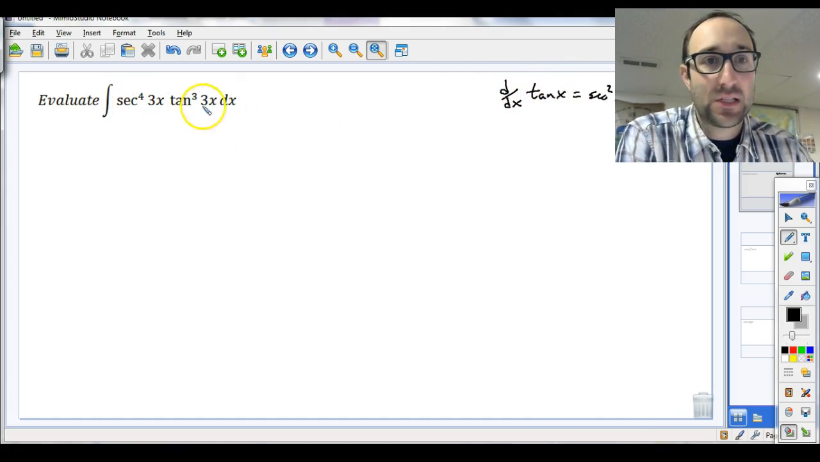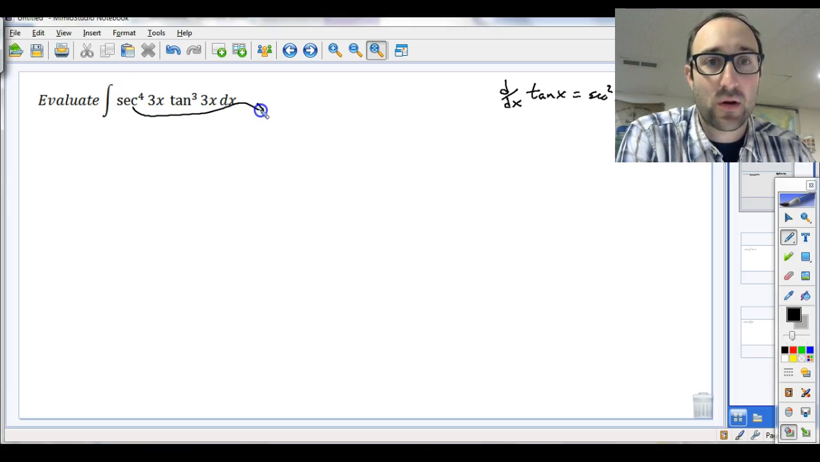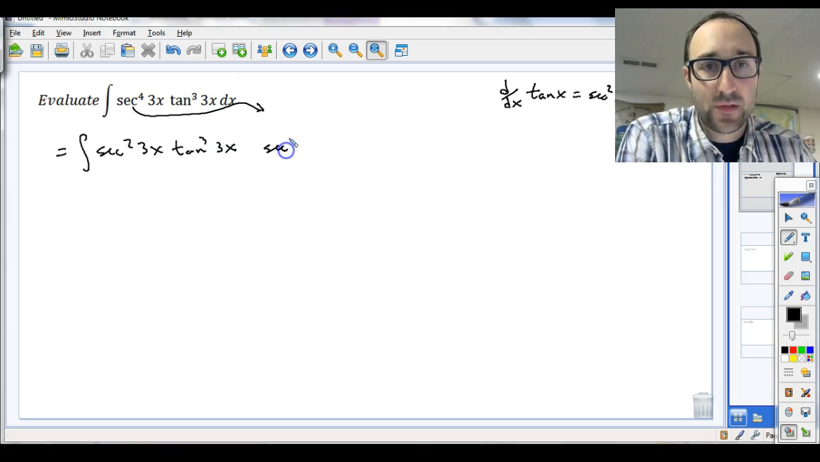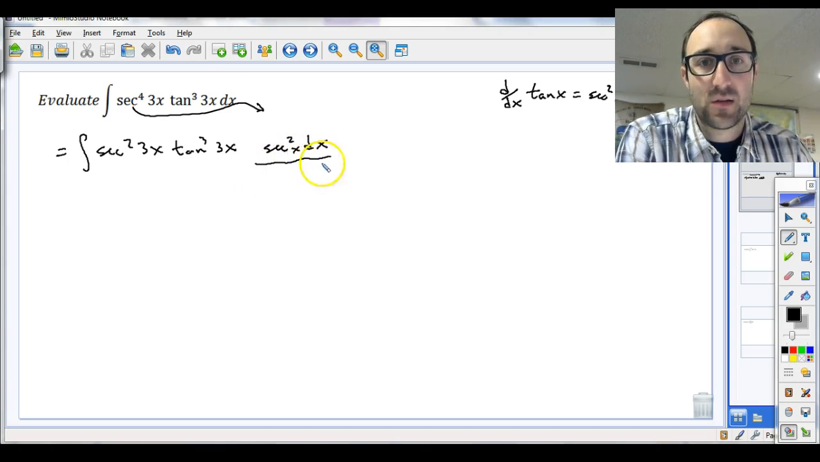That means I need a secant squared, so I need to pull a secant squared out of this part, which makes sense because I'm left with secant squared. So this is the same as secant squared 3x times tangent cubed 3x, and then I've got a secant squared x dx. This is going to be my du, right?